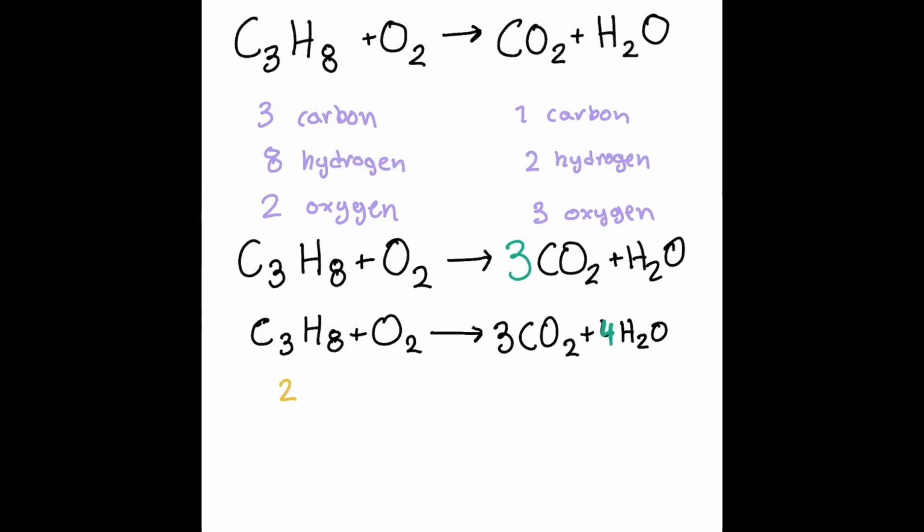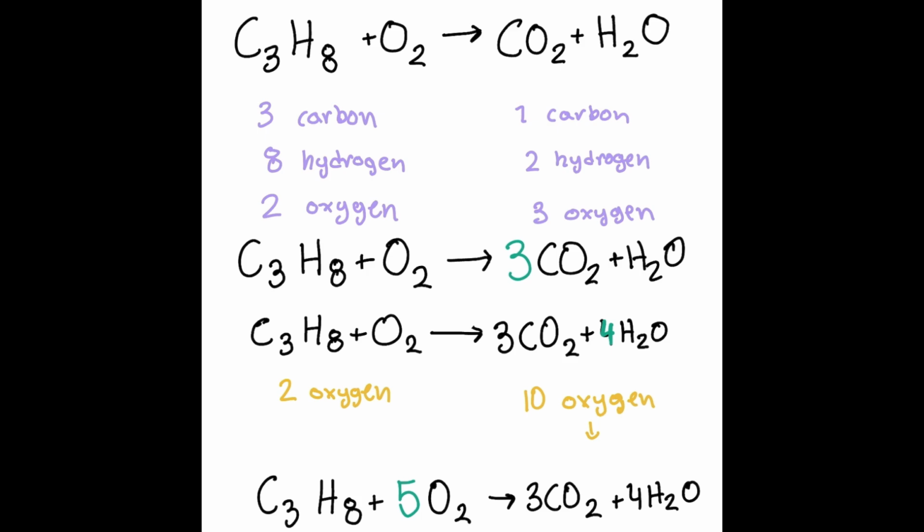Let's start by recounting the oxygens. We have 2 oxygens on the left side of the equation and 10 oxygens on the right side of the equation. To get 10 oxygen atoms on the left, we simply put a 5 in front of the oxygen because 5 times 2 equals 10. Because the number of atoms on each side of the equation is equal, we have finally balanced the equation.